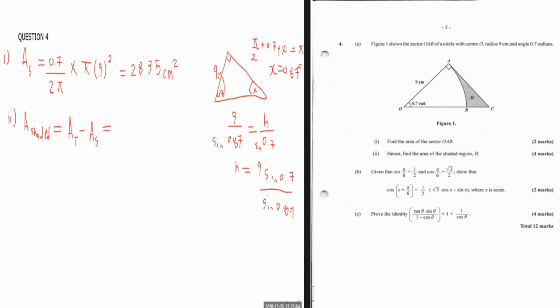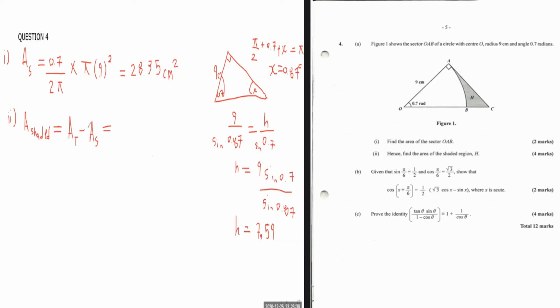Now that we have the height of the triangle, we'll put this in our calculator. So put 9 sine 0.7 divided by the sine of 0.87 in your calculator. I get 7.59. So that's the height, 7.59.